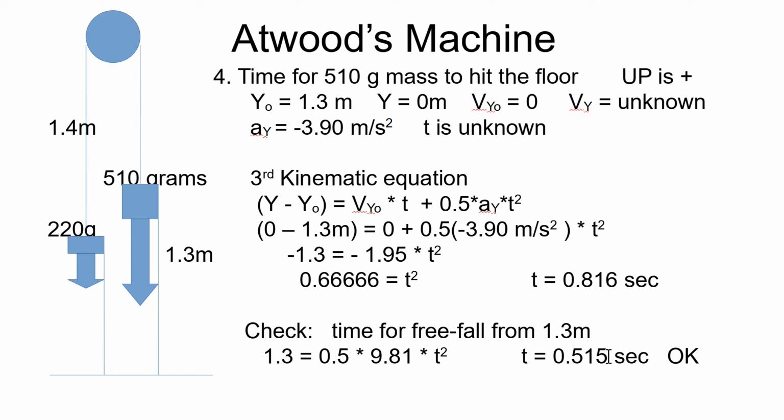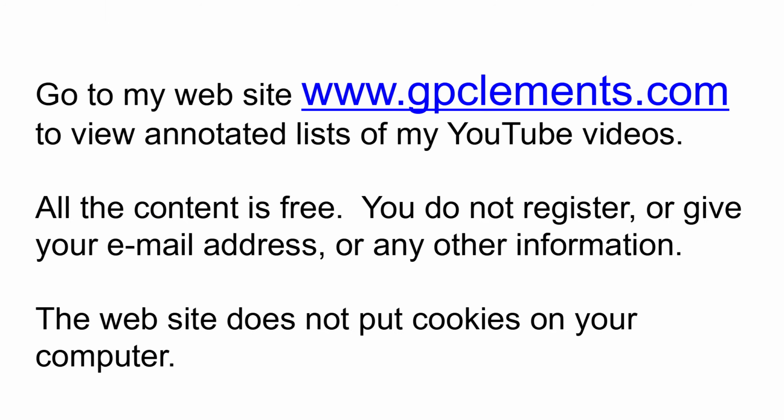And this is reasonable when we're in the Atwood's machine configuration and there's a string attached to the 510 gram object, and over on the other side to 220 grams. The 510 grams is not in free fall. It is pulling this 220 gram object upward. Consequently, it takes more time to get down to the ground. So, reasonable result. So, there's the Atwood's machine problem.